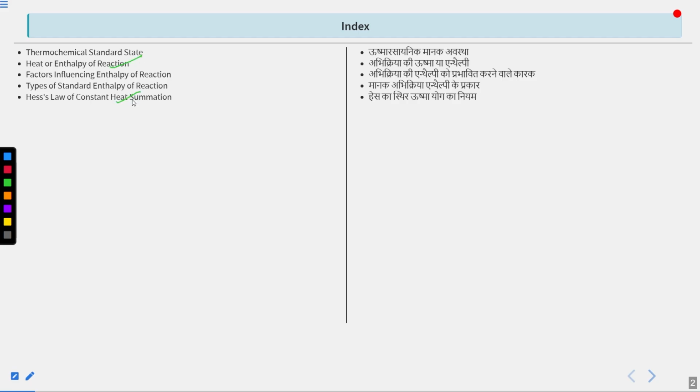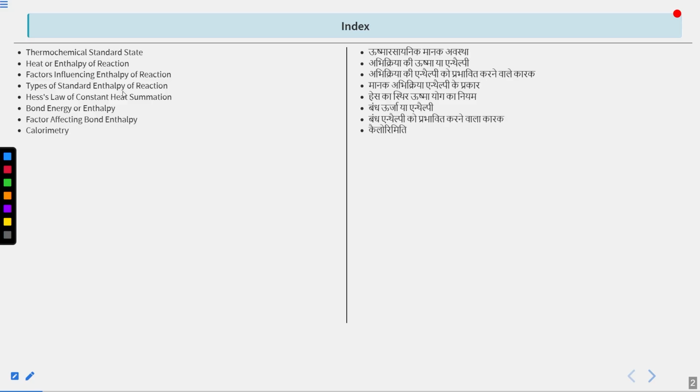The second thing is Hess's law of constant heat summation. It is a very powerful tool through which you can find the enthalpy of a reaction if you have some information in the background. Moving further, another topic is bond enthalpy or bond energy, which is a tool used in the enthalpy of reaction.